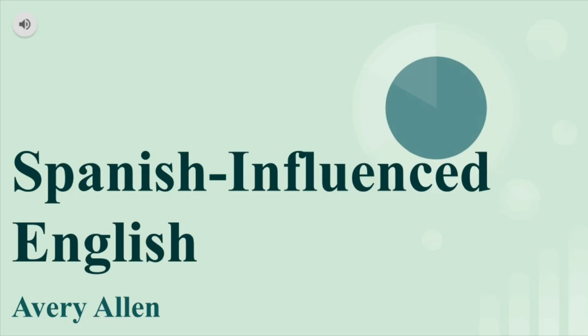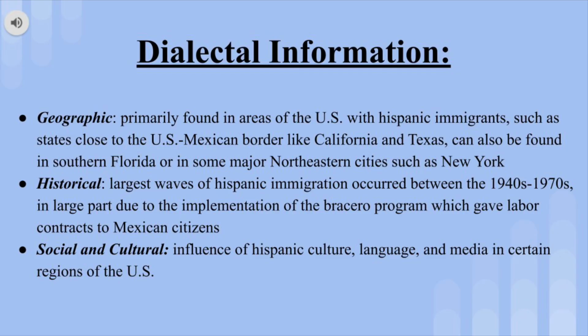Hi everyone, for our final project in this class, I'll be doing Spanish-influenced English. SIE is primarily found in areas of the U.S. with Hispanic immigrants, such as states close to the U.S.-Mexican border like California and Texas, and can also be found in southern Florida or in some major northeastern cities such as New York.